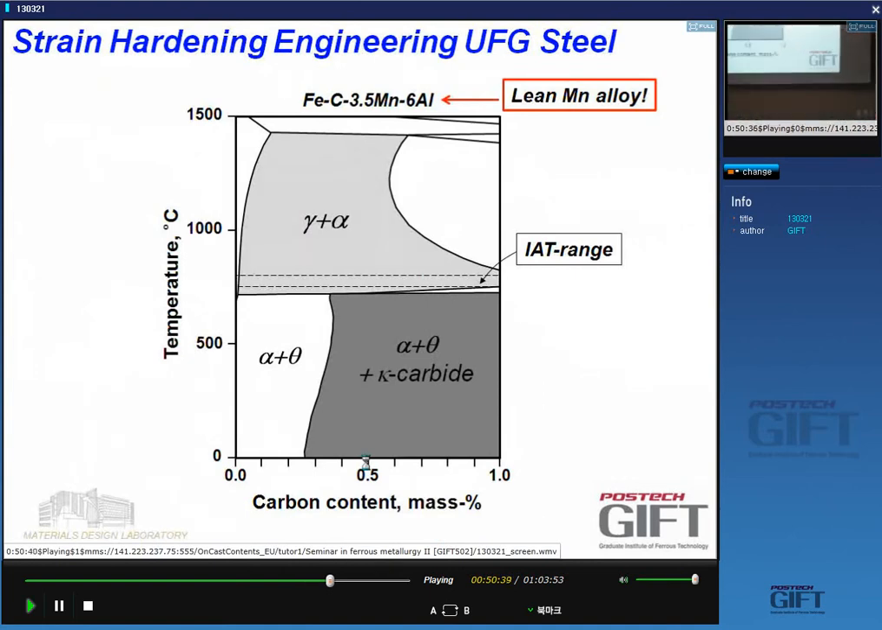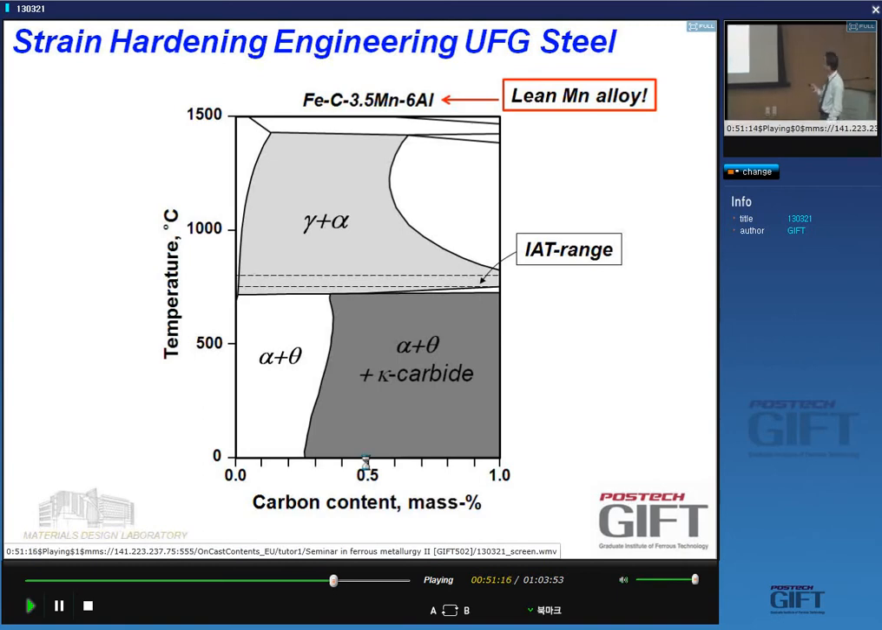Recently, some researchers in material science at POSTECH and co-workers of Professor Nak-Jung Kim figured out another clever way to get the same type of microstructure by using this kappa carbide that I mentioned earlier, and creating the austenite from the redissolution of the kappa carbide. The interesting thing in this approach is that you do not need that much aluminum.